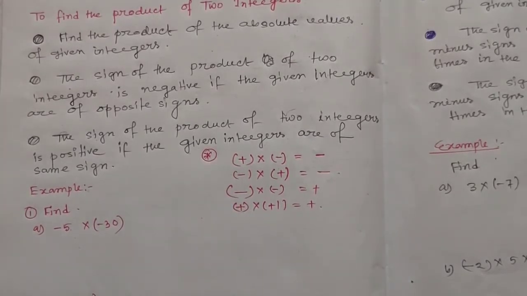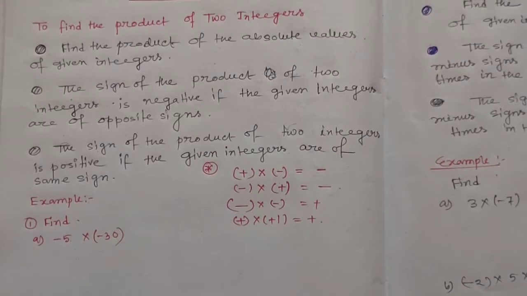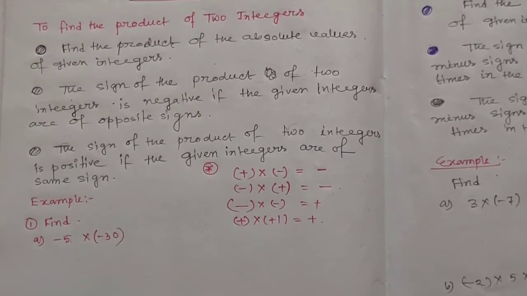So to find the product of two integers, first you will multiply the absolute values of the given integers. Then you have to determine the sign. The sign of the product of two integers is negative if the given integers are of opposite sign, that means one is plus and one is minus, or one is positive and the other is negative. So if the integers are of opposite sign, then the sign of the product will be negative.